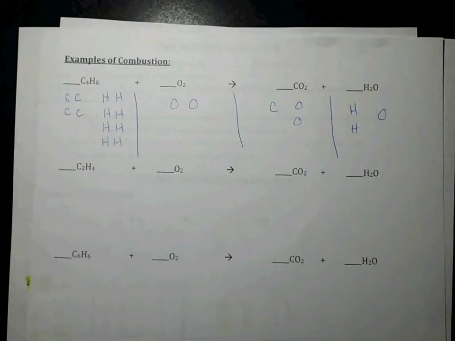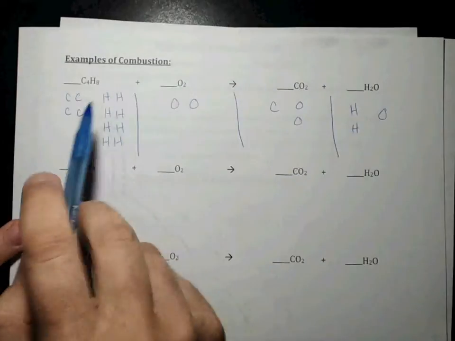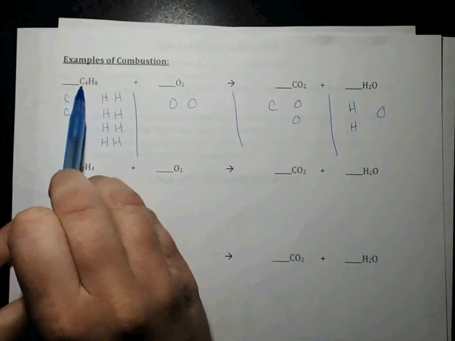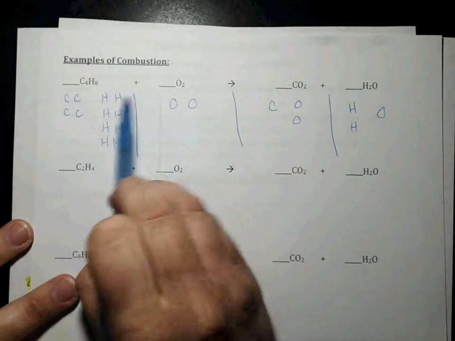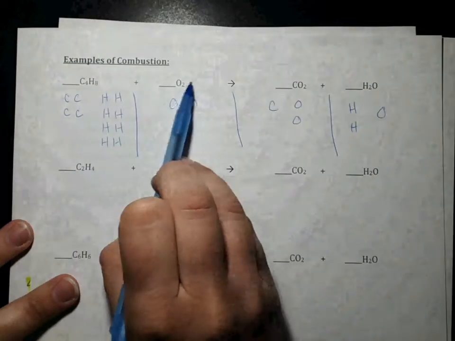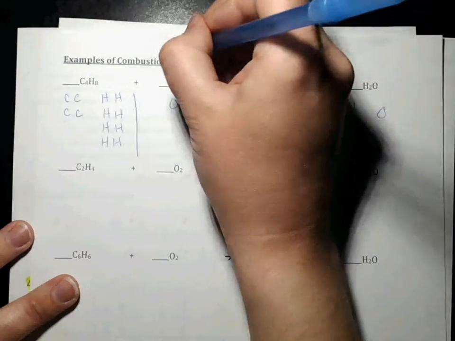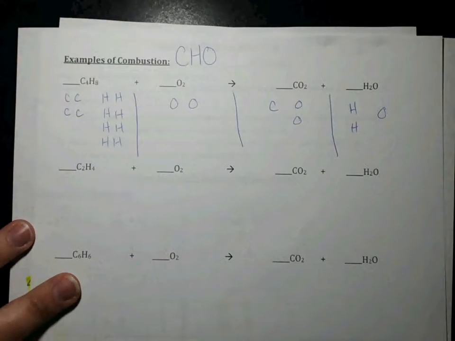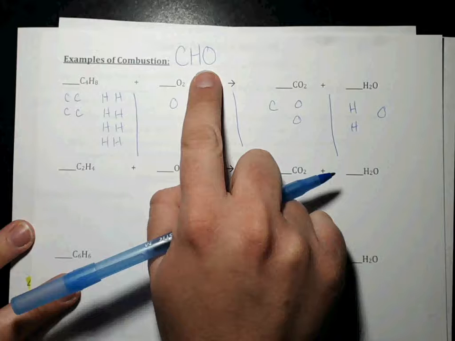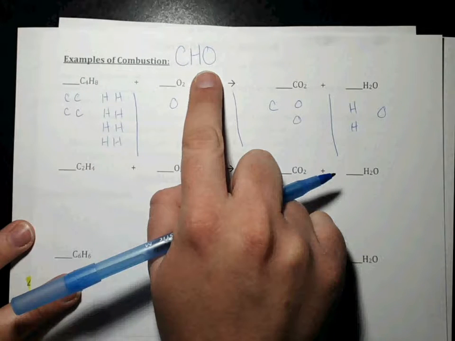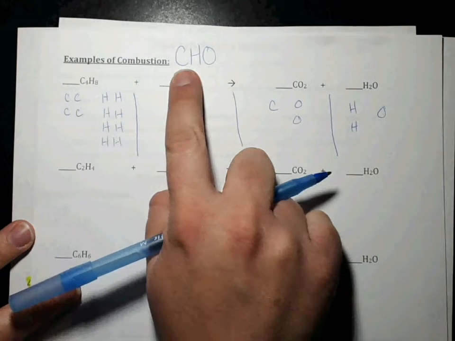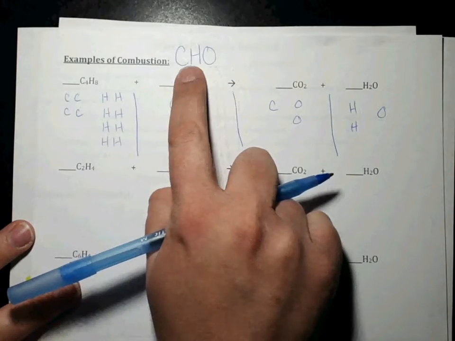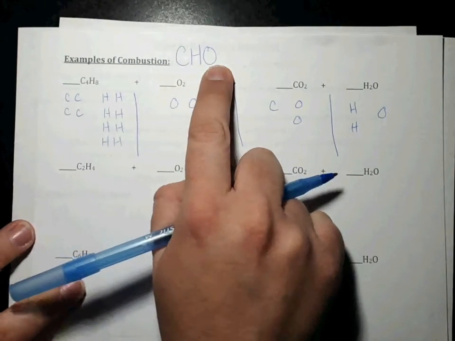Now with a combustion problem in particular, you should always do them in what I call CHO order. If we look, we know it's a combustion because we have CHO right here. There's a CH compound and O2. So I call these combustion problems CHO problems. And whenever we see a CHO problem, we know to do the elements in that order also. So fix your carbons, then your hydrogens, then your oxygens.